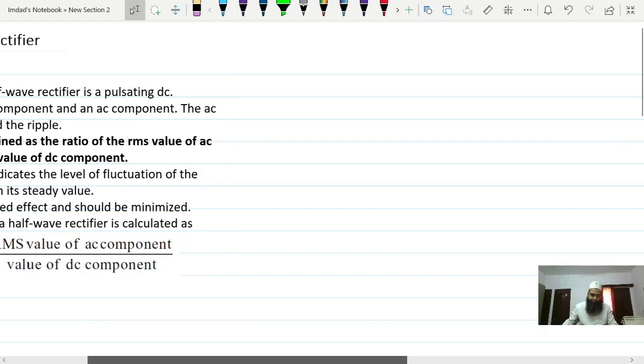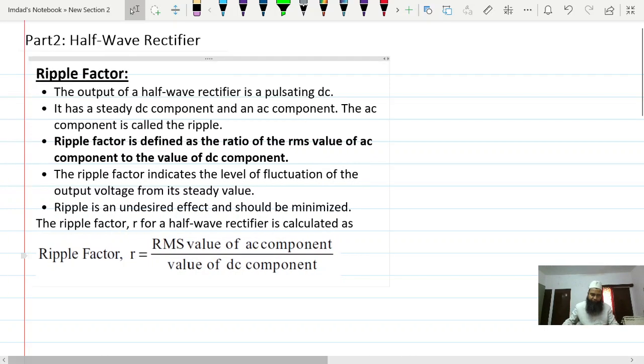Dear students, in this lecture we are going to study about some remaining part of half-wave rectifier, that is ripple factor. One of the parameters of the rectifier is ripple factor.